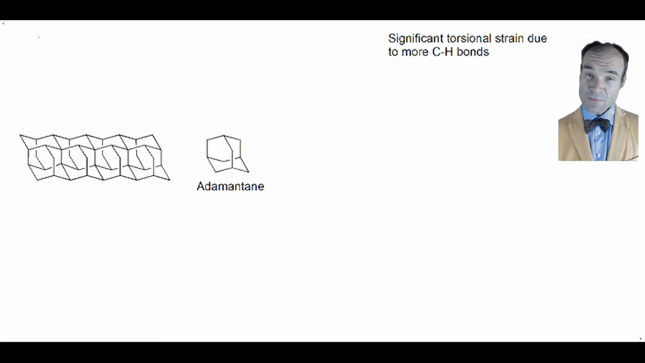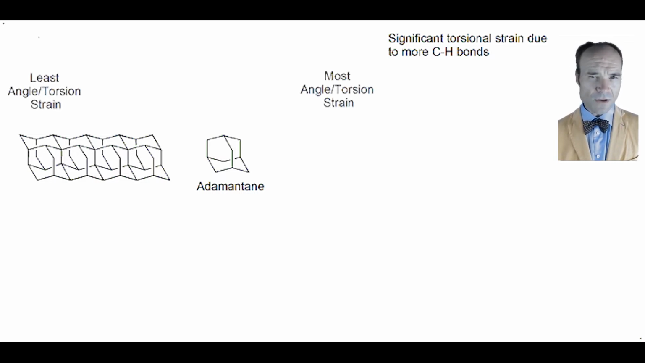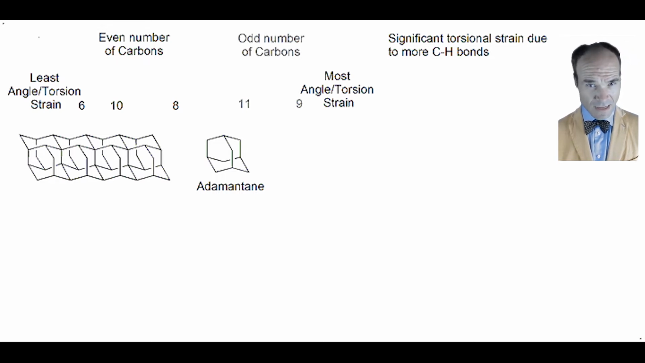If you can superimpose your ring upon this lattice, as we will see, it can offer a lower energy conformation than if you can't. So it will be a guide for us to use when discussing the conformations of these medium rings. Because of this, even numbers of carbons, 6, 10, or 8, have lower strain than odd numbers of carbons, for example, 11 or 9.